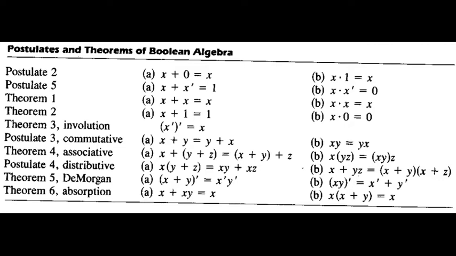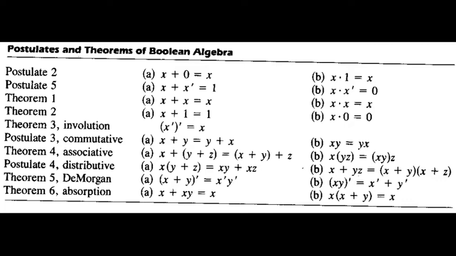Again, in every case there are two representations, two different equations. Among those two, let me start with the first one, that is x plus 0 is equal to x. This is postulate 2. Here let us consider right now that x is equal to 0. So what is 0 plus 0? That is 0 OR 0. The answer will be 0.